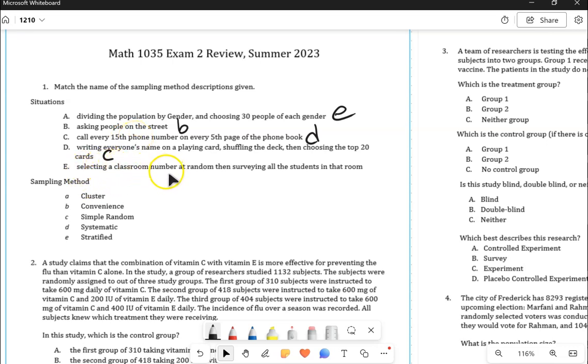Finally, selecting a classroom number at random and then surveying all, or doing a census of that classroom, that is a cluster. You choose a cluster in some way, and then you ask everyone in that cluster. These are very common sampling techniques.